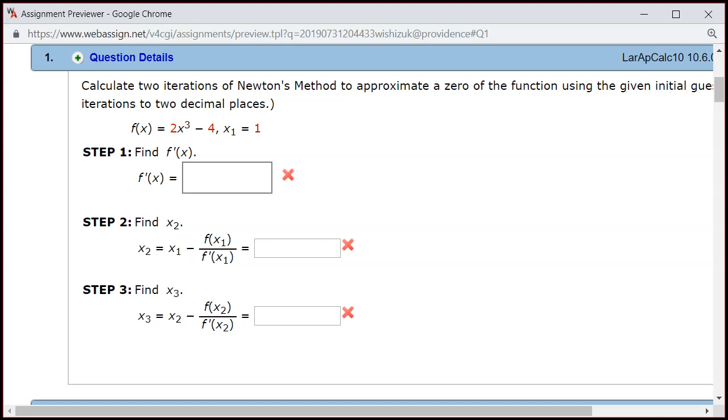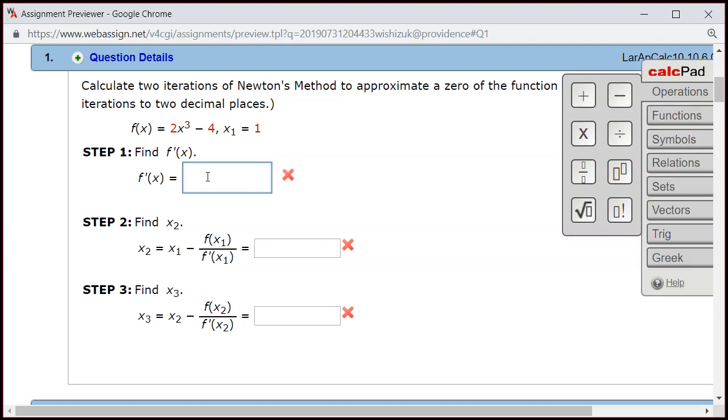Alright, let's look at homework 10.6, problem number 1. So let's find, let's see, you have f of x is 2x cubed minus 4, and x1 is 1, and we want to find x2 and x3. Alright, so let's do that.